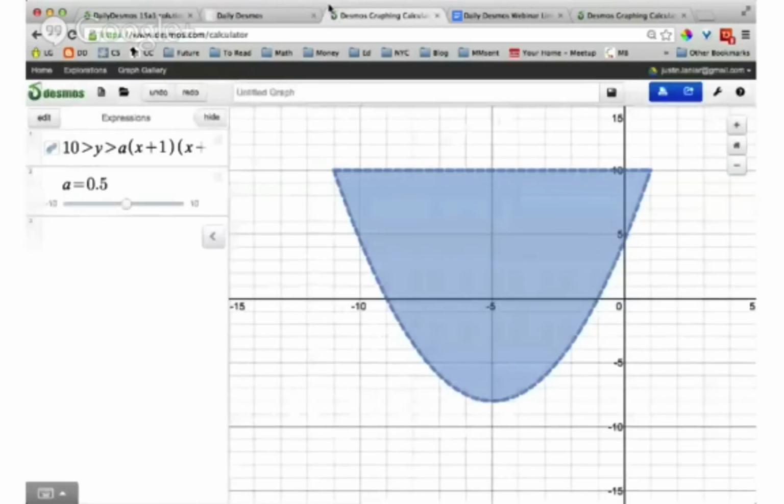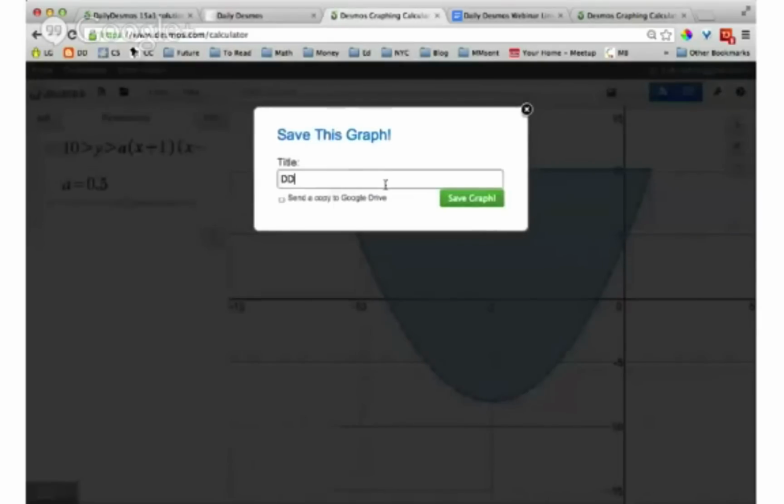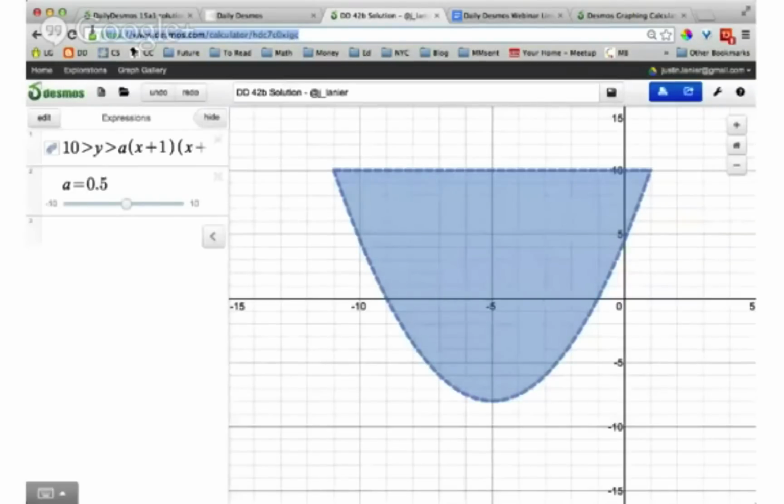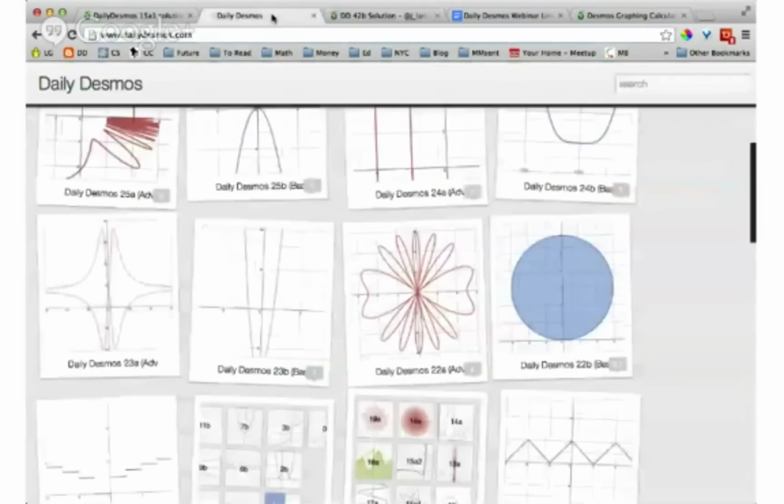And then what people do at that point is you can save your solution. So I usually say Daily Desmos. This is 42B. And I save it. And once you save it, you get this little code in your hyperlink. And if we copy it and then paste it, if we want to, in the solution.